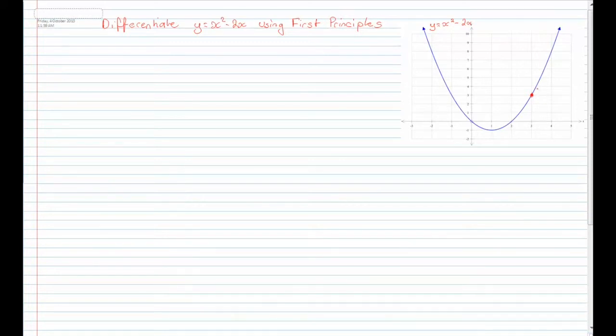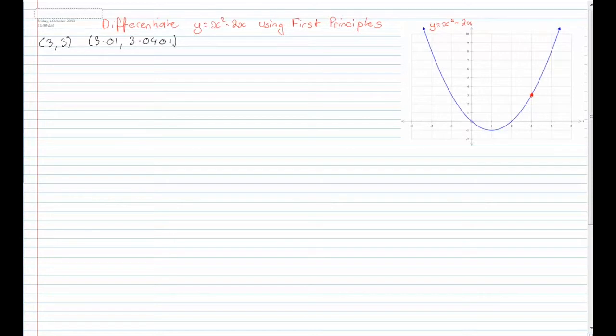Now to do that, what we did was we substituted in x equals 3, and we got an answer of 3. And then we also substituted in the point x equals 3.01, and we got an answer of 3.0401. Right, well let's have a look at this.